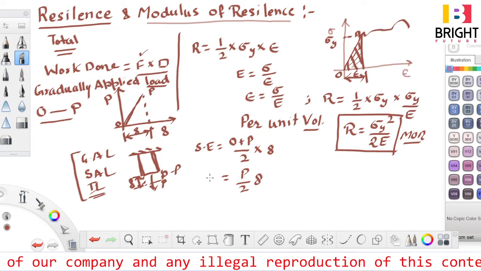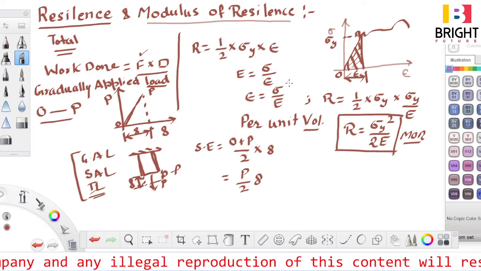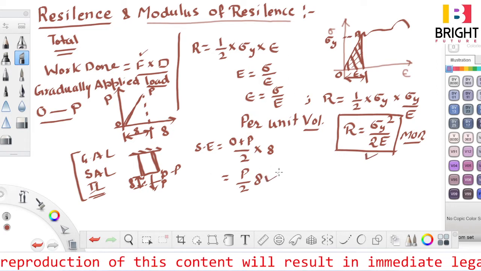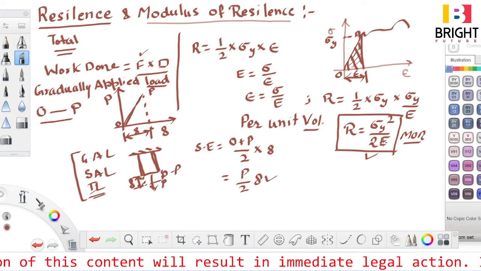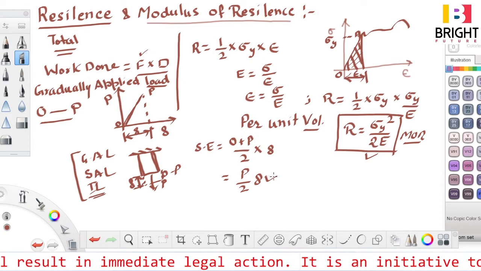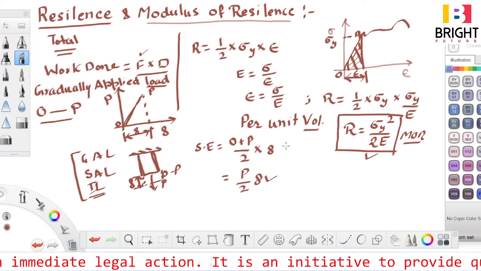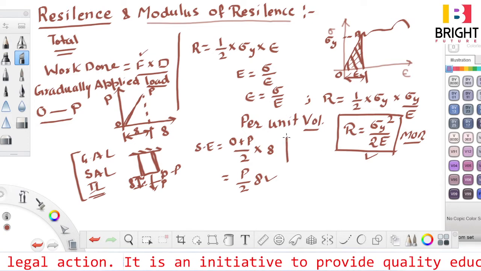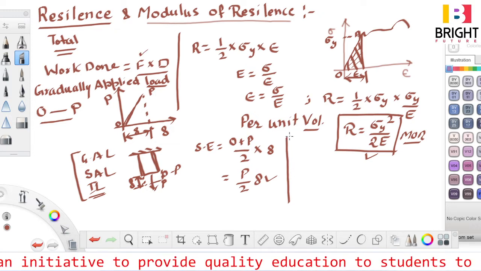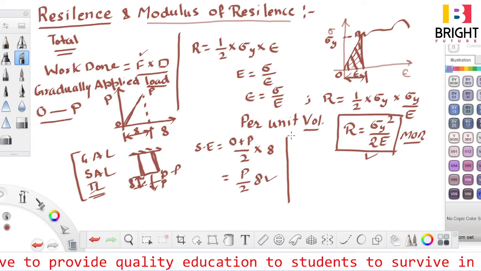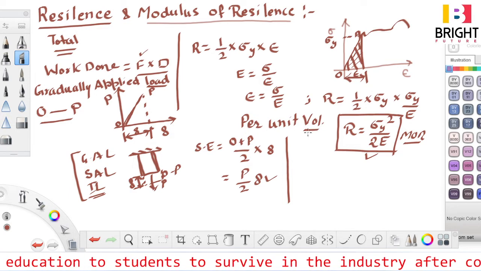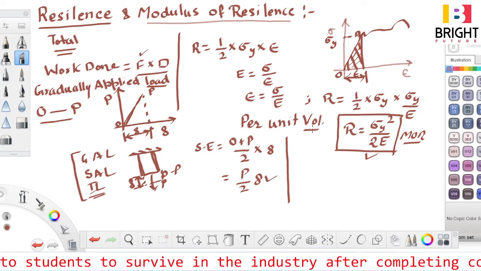Now we know that this is the modulus of resilience and this is the total. If we multiply this value with the volume, then we will get the formula for a particular volume. That can be explained in another example. Now let us see how this concept is useful. If the modulus of resilience is greater, then the spring back action will be greater.